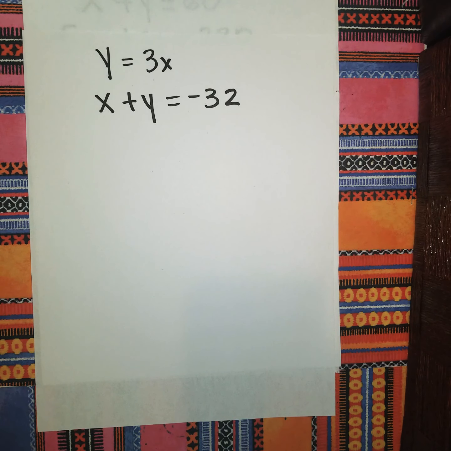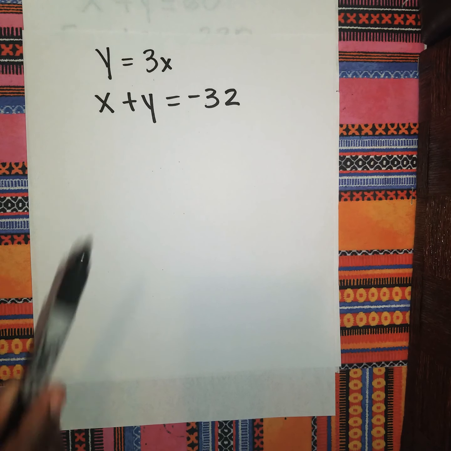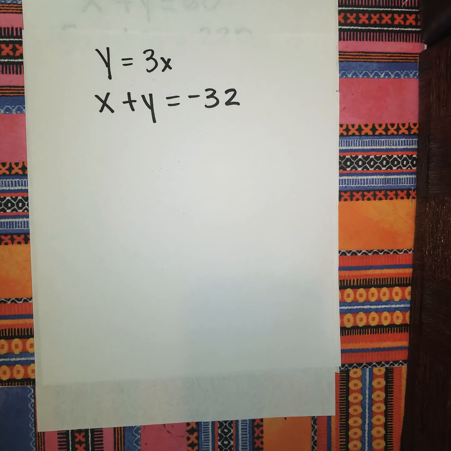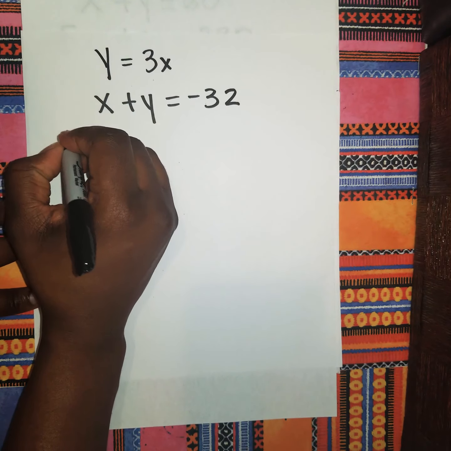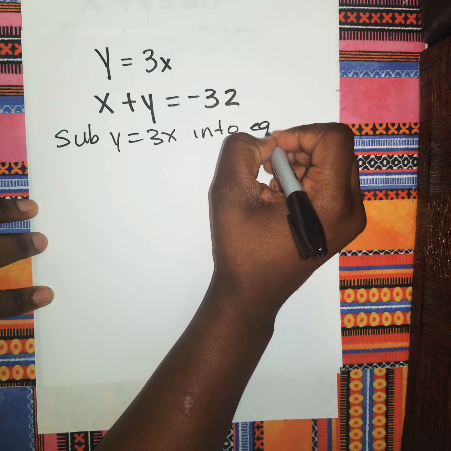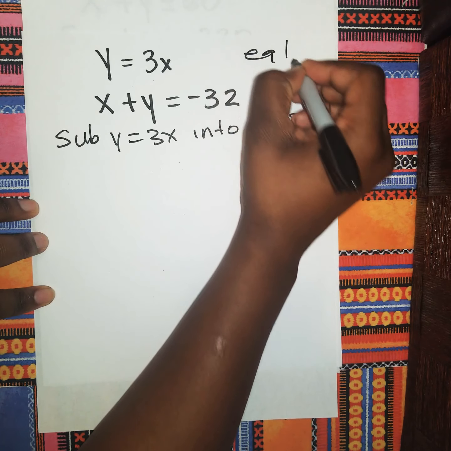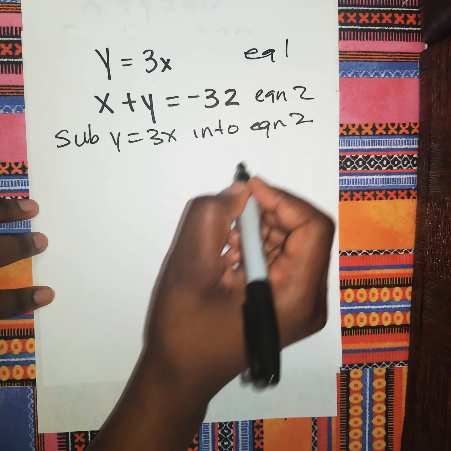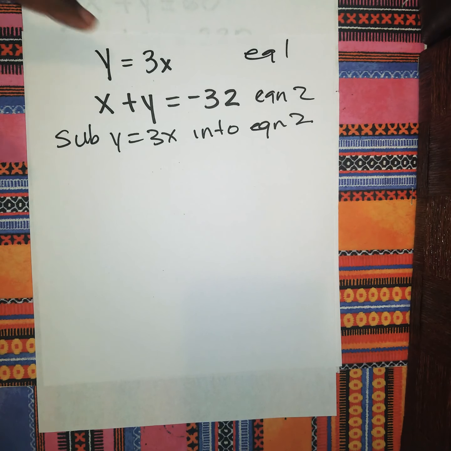But if you're given one like this, that says y equal 3x and x plus y equal negative 32, already you have y as a subject. That will be your step 1 to solve for x or y. They gave you y as a subject already. So what you have to do with this one, which is pretty easy, is substitute. You're going to sub y equal 3x into equation 2. That's equation 1, that's equation 2. Anywhere we see y in equation 2, we're going to put 3x.